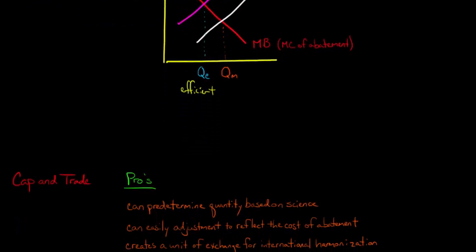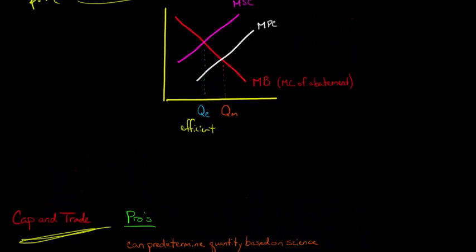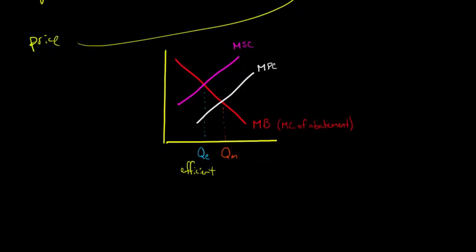But there are some pros and cons to cap and trade and to the carbon tax, and I just want to discuss them. With cap and trade, the nice thing is you can set the quantity based on science. You could say, scientists have told us that 200 million tons of carbon is the efficient level, or whatever the efficient level is. I have no idea. But you could set that in advance. With the carbon tax, you set the price and you hope that it will go to this efficient level, but it might not. You might have set the price incorrectly, and firms end up producing more than what you thought in terms of carbon emissions.